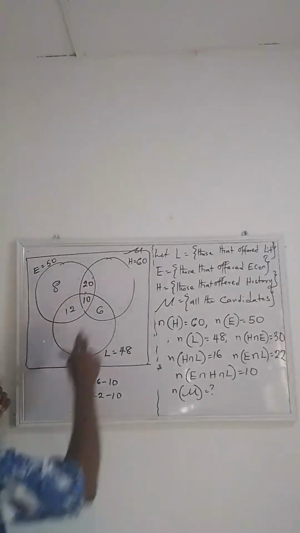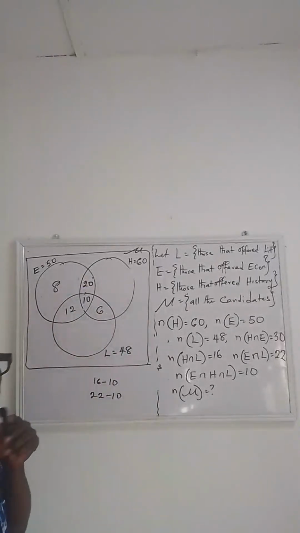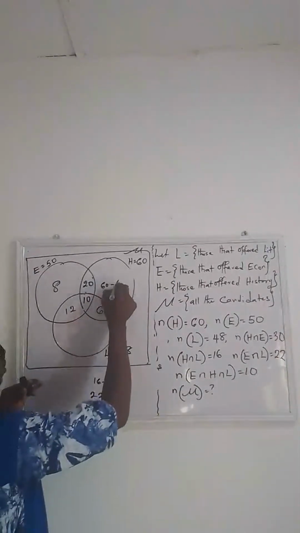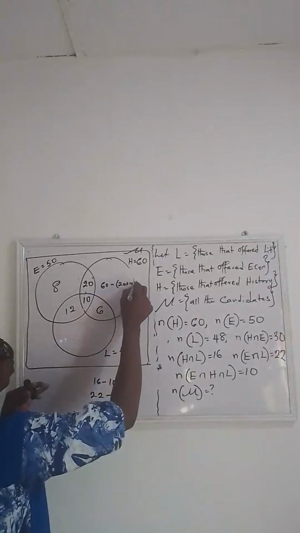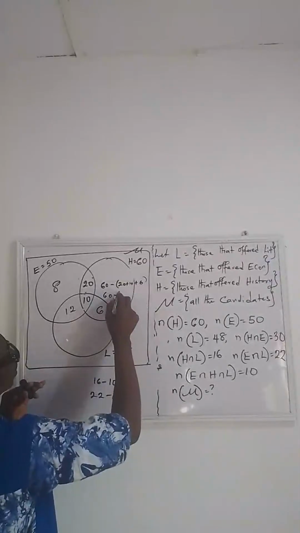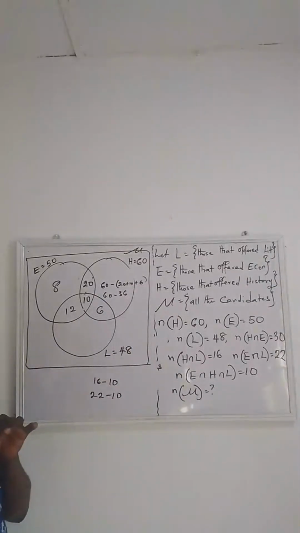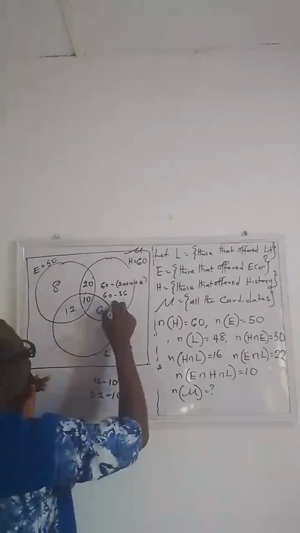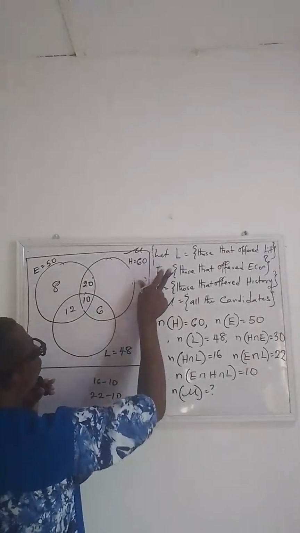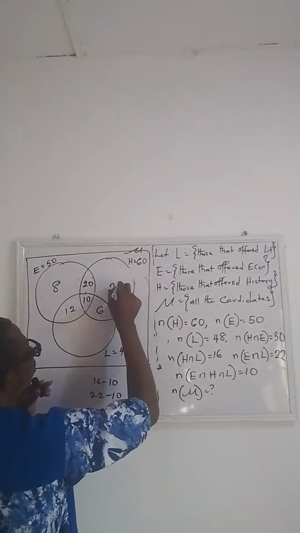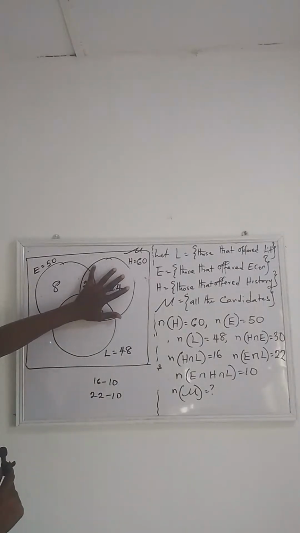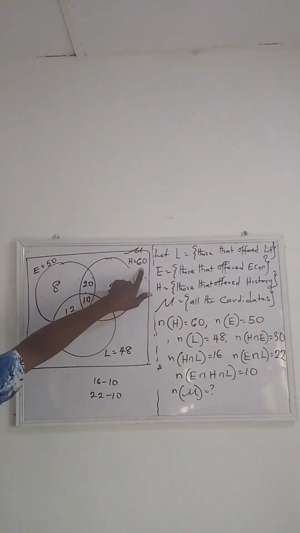Now, once we get the number of those that offered history only, we just say 60 minus 20 plus 10 plus 6. All right, so that's the same thing as saying 60 minus 36. Okay, so that gives you 24. So the total number of those that offered only history will be 24. So you will see, when you add everything inside this circle together, you're going to have 60.